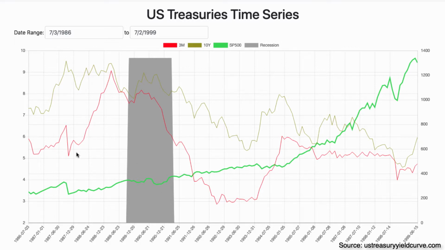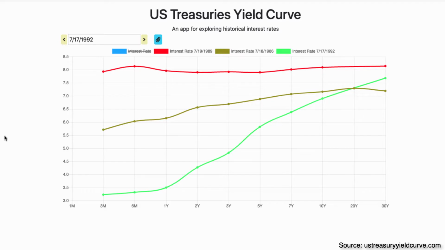Once again, the Fed also steeply raised the interest rates during this time period. As you can see here from 1988 going into 1989, the 3-month T-bill went from below 6% all the way up to almost 9%. Here's a look at what the yield curve did at different points of time.